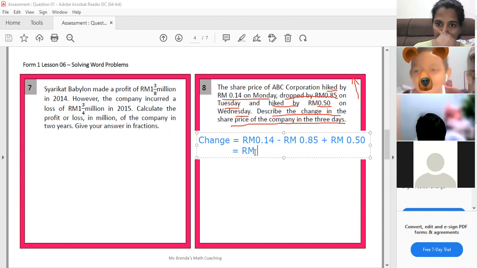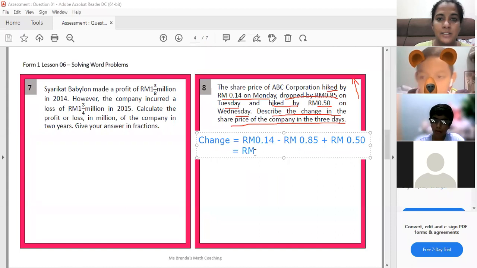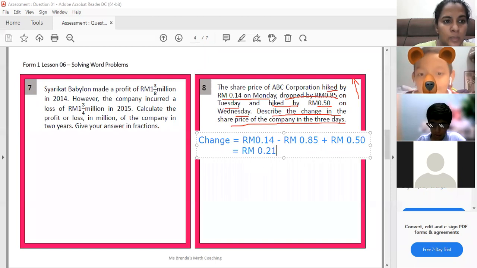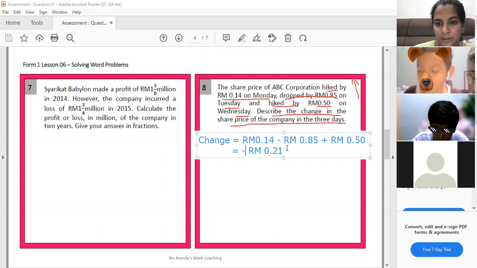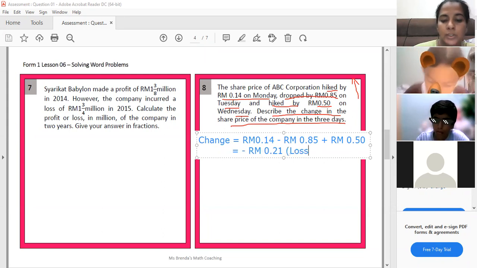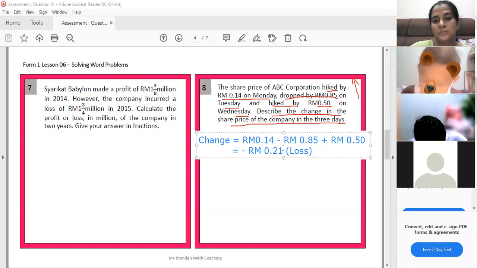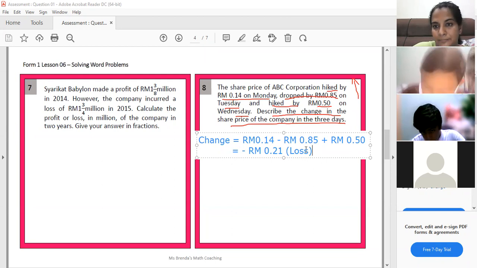Unless you put all plus. Remember there, girl, it dropped. Check again. Yes. So it should be RM 0.21. And of course, this is a negative, right? So you put the negative in front. In other words, now the company's share is at a loss. It's at a minus 21 cents. Okay?